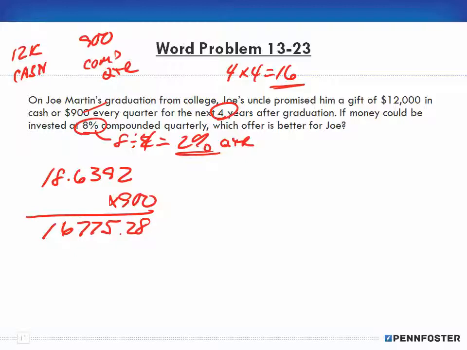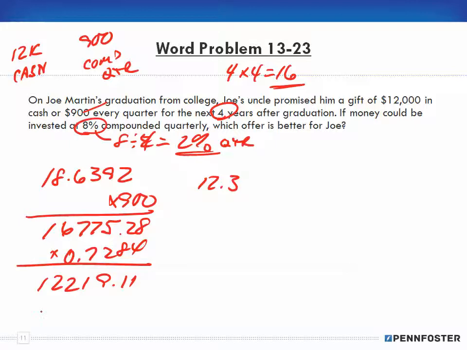Then you need to go to table 12.3, which is the present value of $1 at the end of a period. We find the factor on that table, and that factor would be 0.7284. Multiply it by that factor, and we end up with $12,219.11. Of course, that's greater than the $12,000, so you would want to choose the $900 annuity.